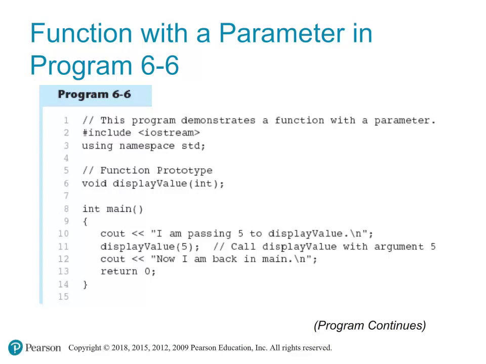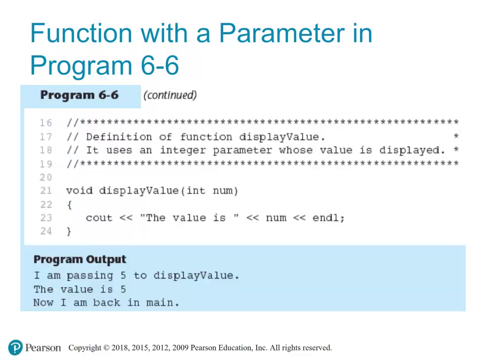After the body of displayValue is executed, the control returns to main and the program announces that it's back in main. displayValue(5) is a function call where 5 is the argument passed to the function. Inside displayValue, this value will be stored in the parameter. When main calls displayValue(5), the control moves to the displayValue function. The value 5 is stored in num, and the value 5 is displayed. Control then returns to main.